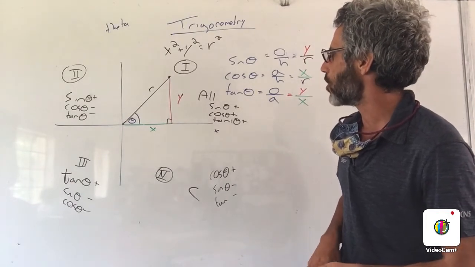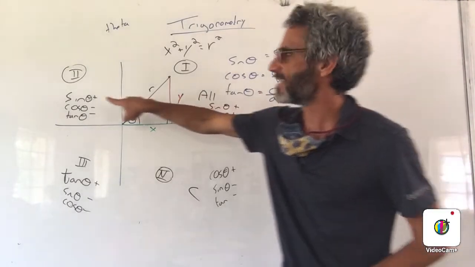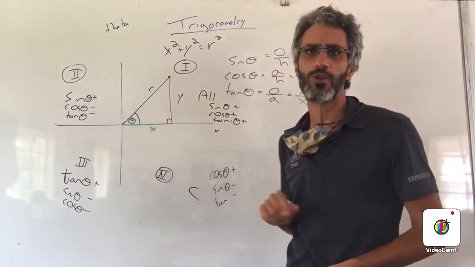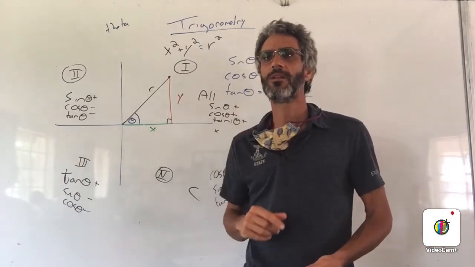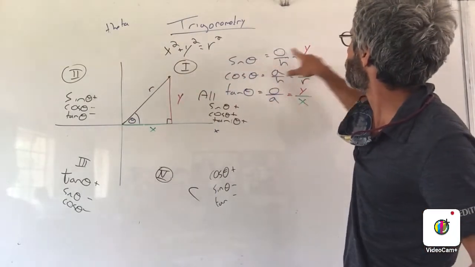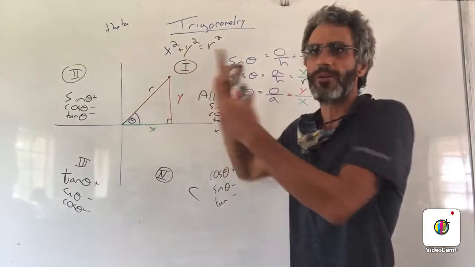The sine is positive in the first and the second quadrants. Can you see that in both these quadrants the sine is positive? But why is it? It's above the x-axis. Now what is sine? Sine is y over r.